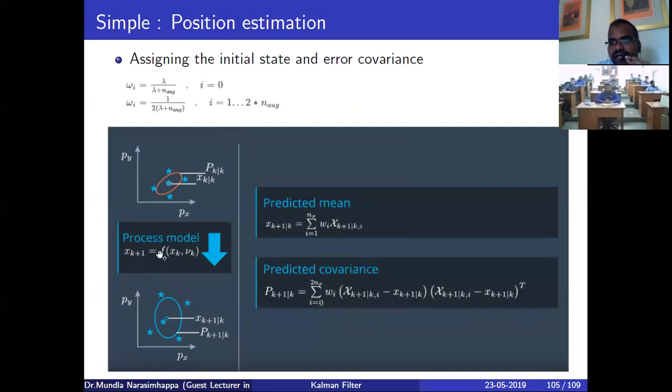a nonlinear function, right? So once you have the nonlinear function, here you can see the stars, these are the sigma points. So I need to evaluate the x hat. I can take it in terms of the sigma points. How do I take the sigma points? The sigma points, I have to take the sigma points.